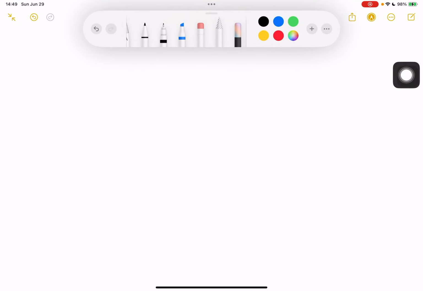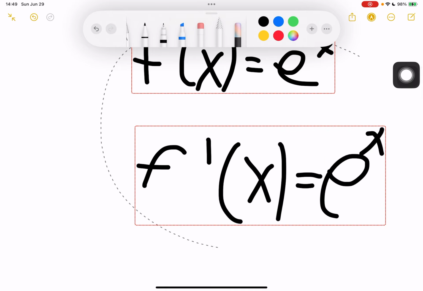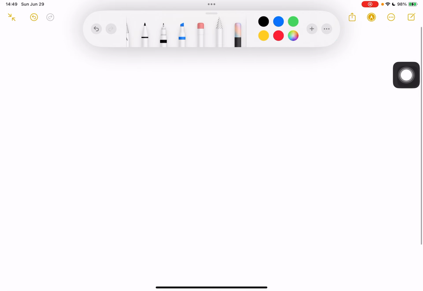Now what? Oh, I forgot. f of x equals e to the power of x. That means f prime x equals e to the power of x. Easy. So now we're going to start our next topic.